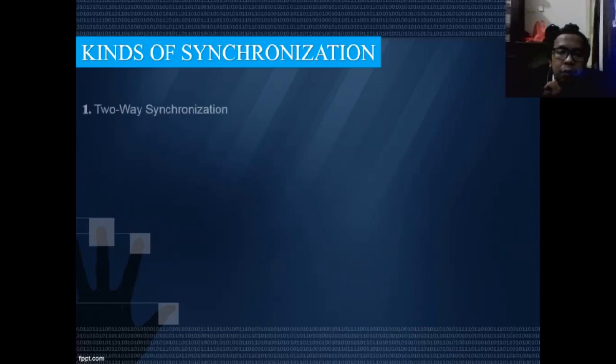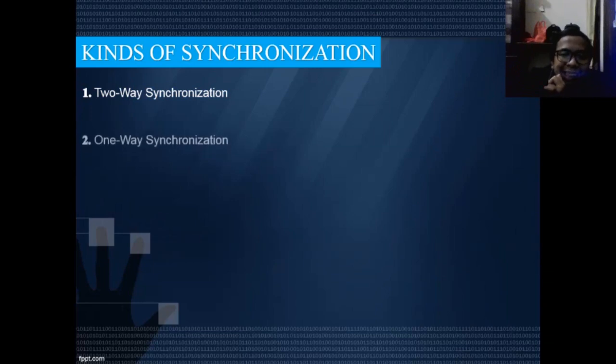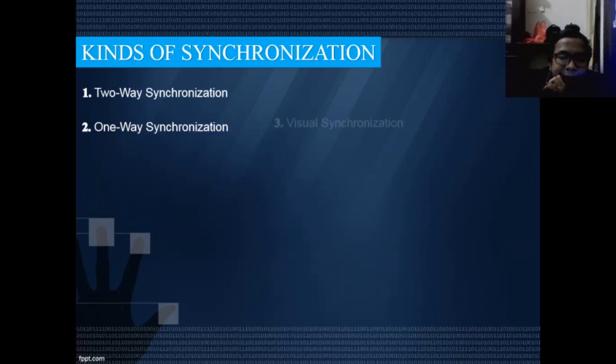Kinds of synchronization. The first is two-way synchronization. This synchronization process copies files in both directions to reconcile changes as needed. Files are expected to change in both locations. The second is one-way synchronization. Files are expected to change in one location only. To reconcile the changes, the synchronization process copies files only in one direction.